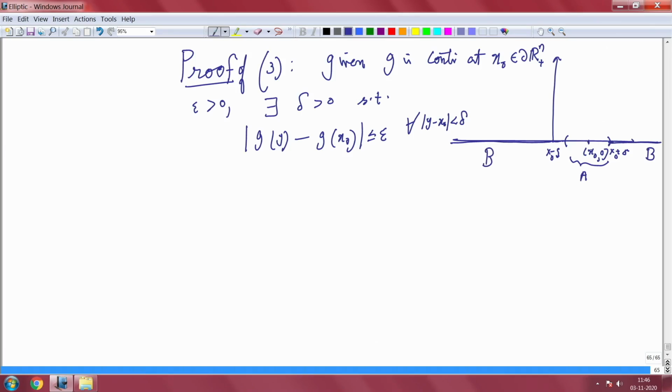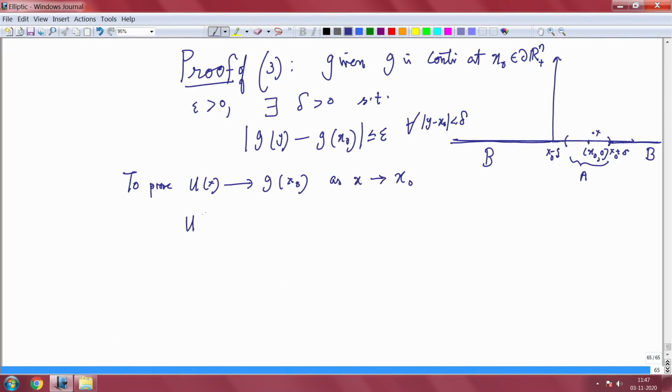So, let me write down your formula. You have your u(x). What is your u(x)? I want to show that when x tends to x naught in whatever way it is, u(x) tends to g(x naught) as x tends to x naught. That is what we need to prove.